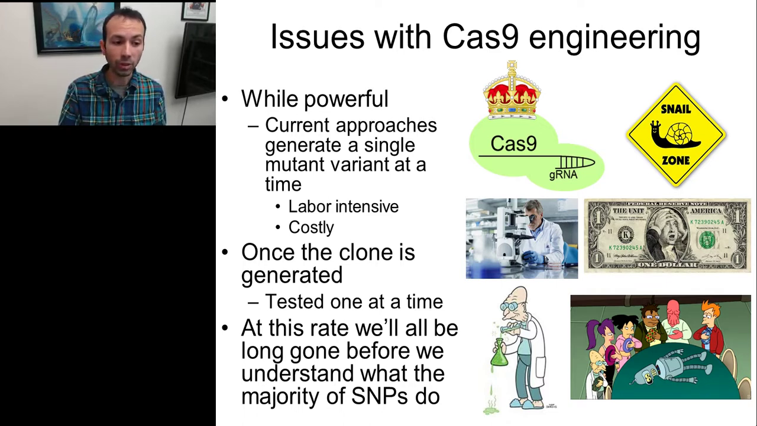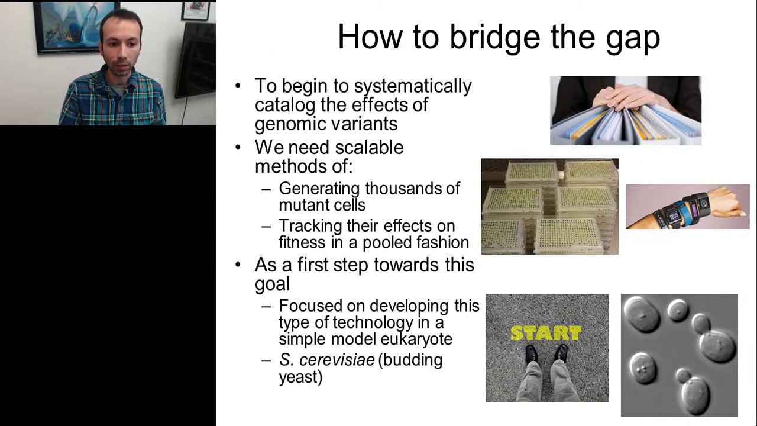So how do we bridge this huge gap between the amount of mutations we're finding on sequencing data and the amount we actually understand and we want to test in the lab? To begin to systematically catalog the effects of genomic variants, we need scalable methods of generating thousands of mutant cell lines at once, and also tracking their fitness within a pooled fashion.